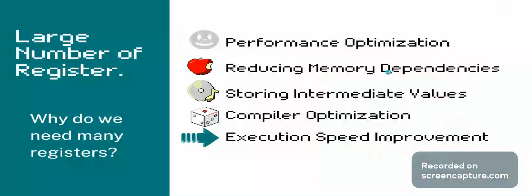The last one we will talk about is the large number of registers. Why do we need many registers? It has some reasons. The first one is performance optimization. With a large number of registers, programs can temporarily store calculation results or intermediate values without the need to store them in the main memory. This can improve overall performance because accessing registers is much faster than accessing main memory.